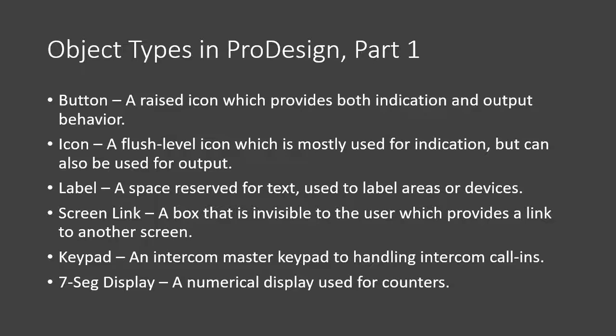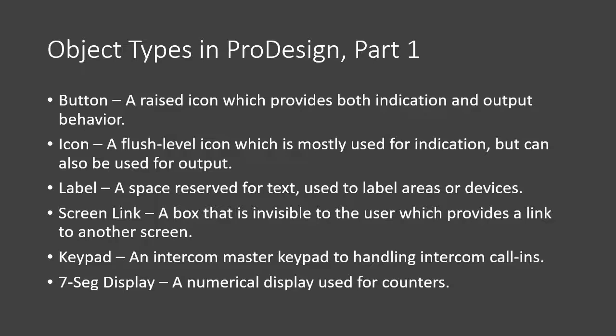A button is defined as a raised icon which provides both indication and output behavior. By raised, we mean it has a bevel to the icon, which makes it obvious that it can be pressed to provide some sort of output. An icon is a flush level icon, which is mostly used for indication, but also can be used for output if you've programmed it to do so. A label is a text label that sits on the screen and provides some direction to the operator as to what he or she is looking at.